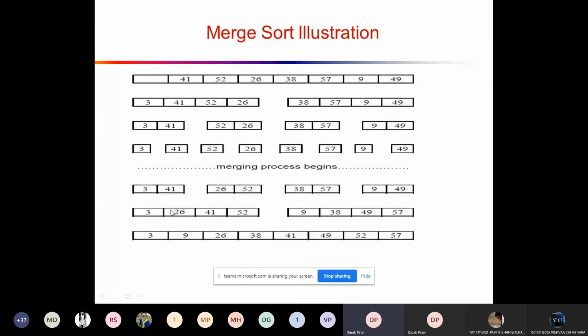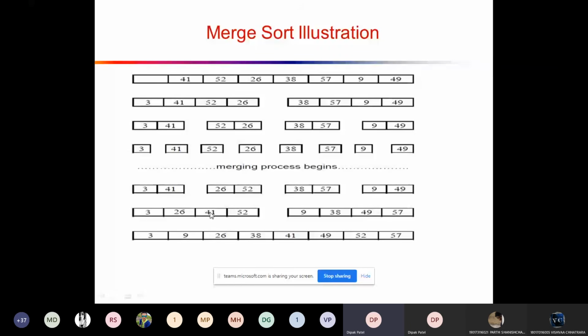Right? Now we want to combine these two arrays and place it in a new array. So 3 and 26, compare it. First we'll place 3. We'll keep one pointer on 3, we'll keep a second pointer on 26, and we will compare the elements pointed to by this pointer and this pointer. Whichever is less, we'll place it in the new array. So 3 will be placed in the new array. Then compare 41 and 26. Now 26 is less, so we'll place 26 in this new array. Now compare 41 and 52. So 41 will be placed here, then 52.